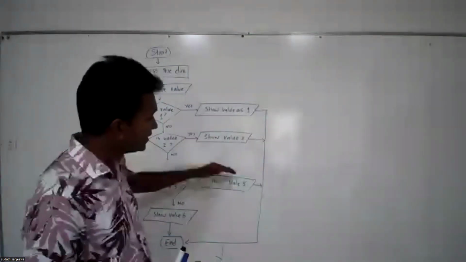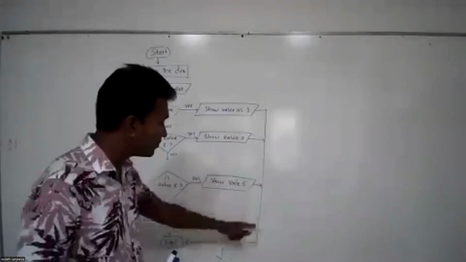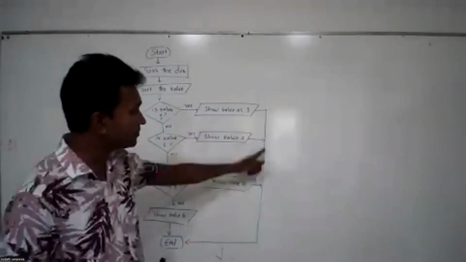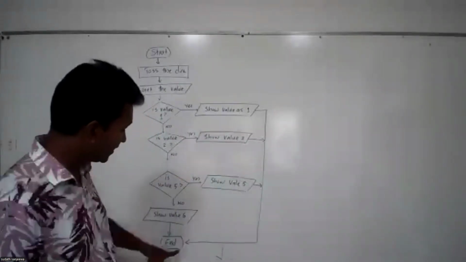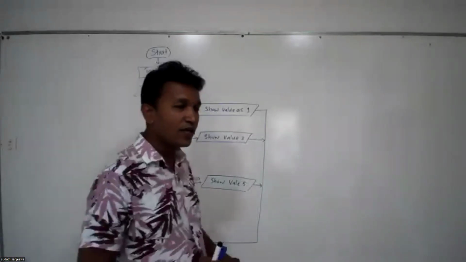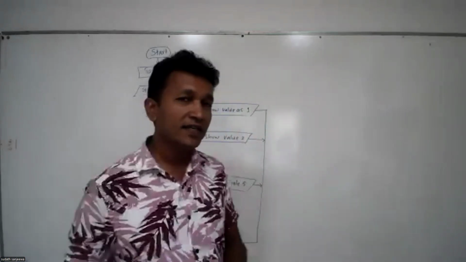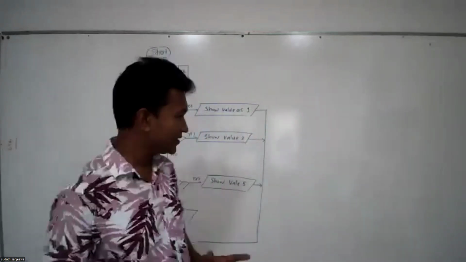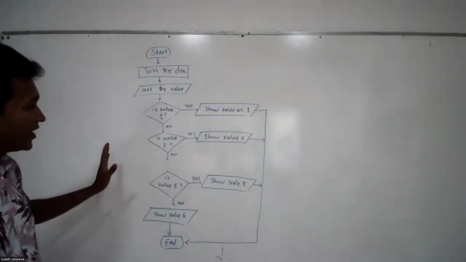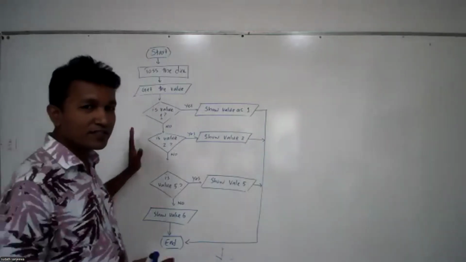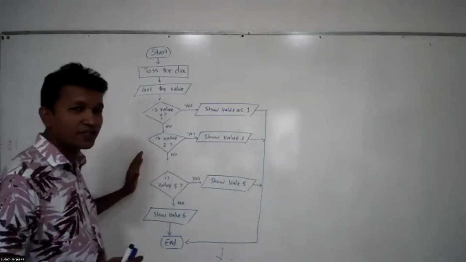Whether you go in this way, we have to stop the program. Therefore, we link this path to the end. That's how we do the flow chart for this selection out of many options, right? Selection out of many options. Do you have any questions regarding this flow chart?